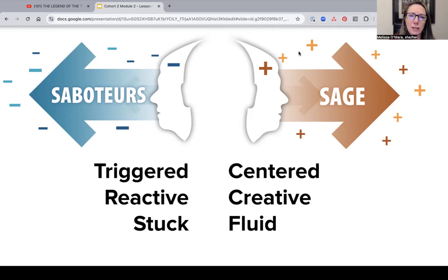The saboteur, on the other hand, is triggered, reactive, and potentially stuck. So we can tell between these two different ways of being or showing up in our world, which one would be more useful most of the time.